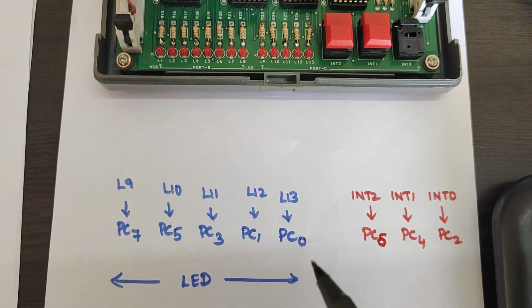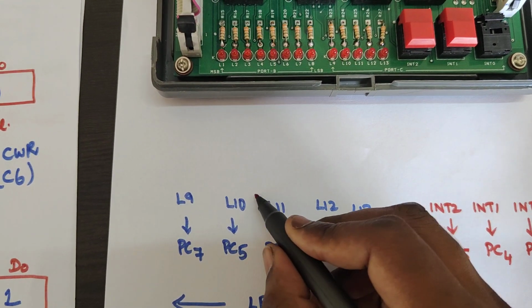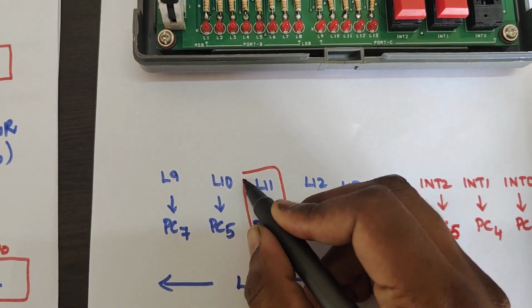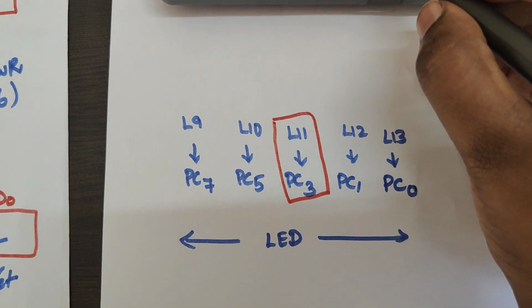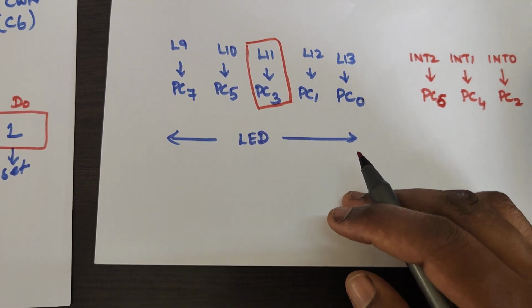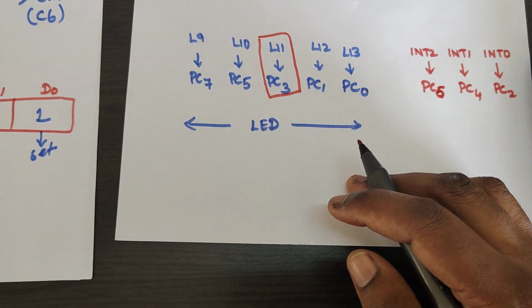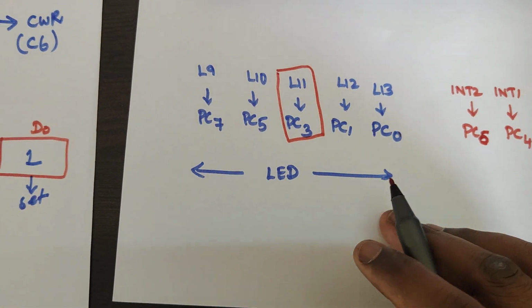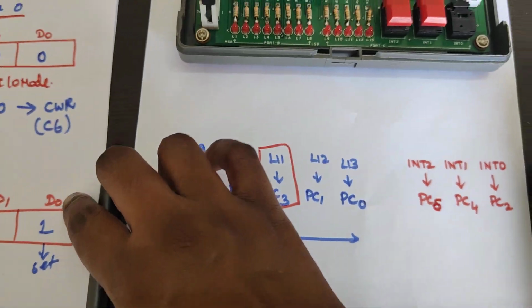So I told you we are going to set the port C third bit. So this L11 LED should be on. We gave the value 07 now. We are going to set the port C3 bit, so this L11 should be in the on condition. Now we will type the program.